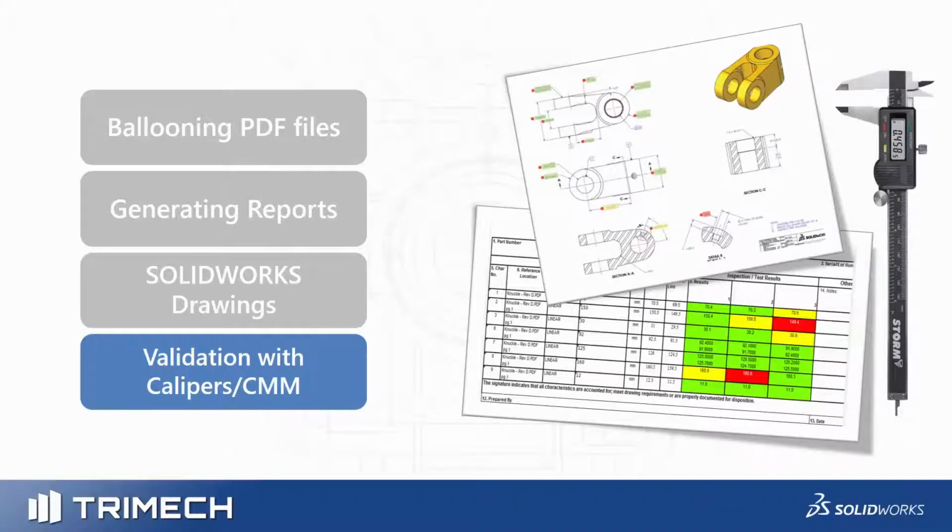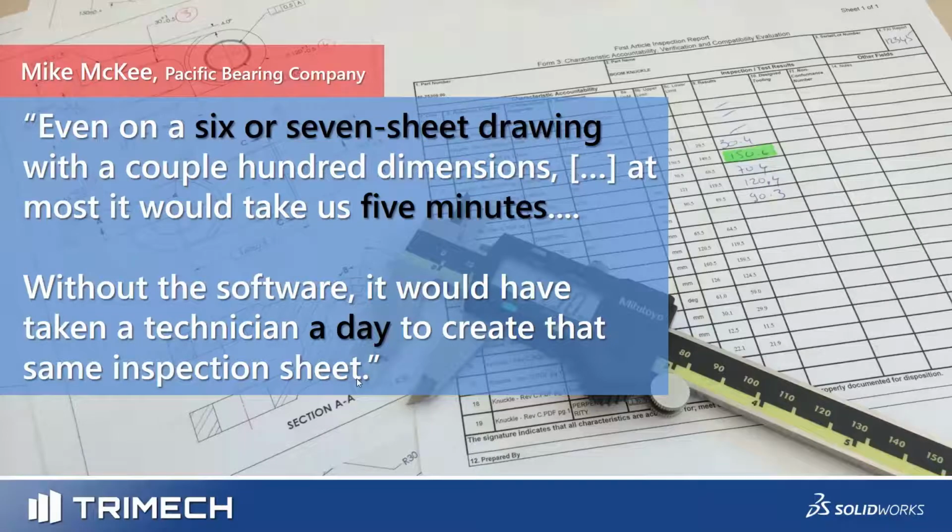And then finally we took a look at a quick validation using some digital calipers, which allows us to automatically analyze the measurements on the shop floor. As you can see here, SOLIDWORKS Inspection can take what used to be a very long, intensive manual process and cut it down into an automated process. Pacific Bearing Company was able to cut down their inspection generation time from an entire day to around 5 minutes.